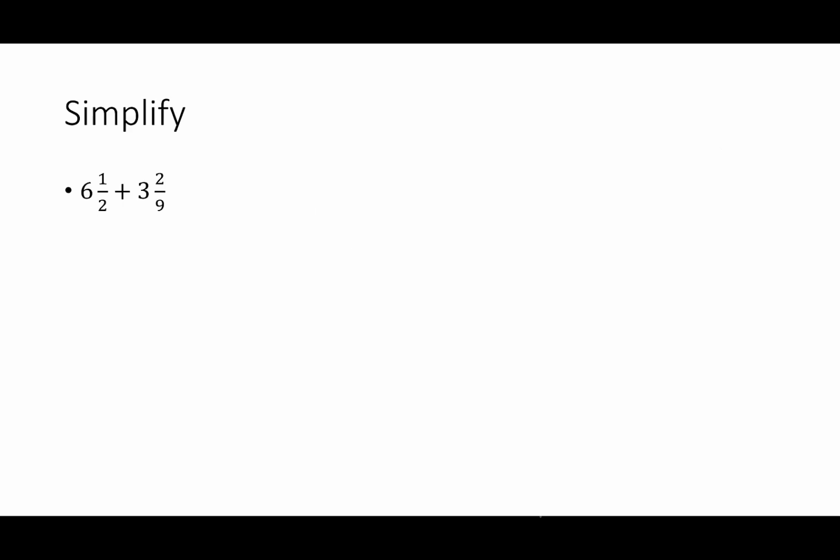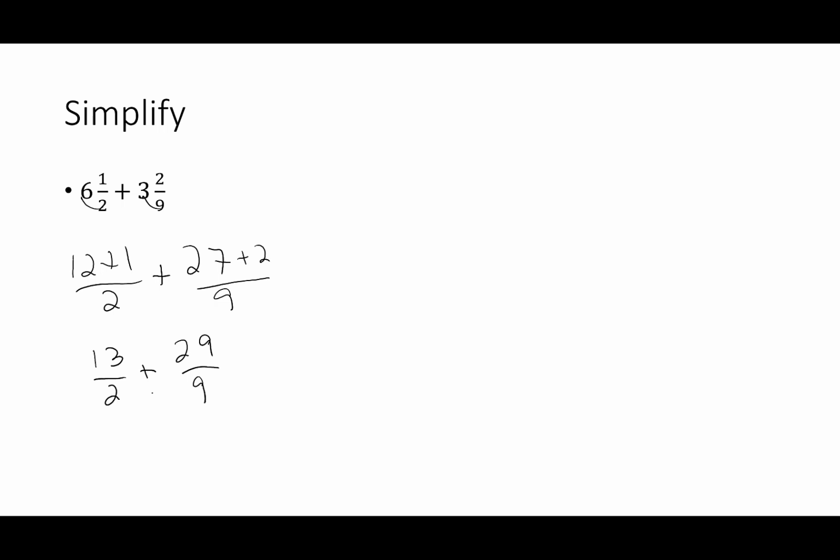So let's try adding these two mixed numbers. I have 6 1/2, and I have 3 and 2 over 9. First thing I need to do is change them to improper fractions. So 6 times 2 is 12 plus 1 over 2. 3 times 9 is 27 plus 2 over 9. So I have 13 over 2, and I have 29 over 9.